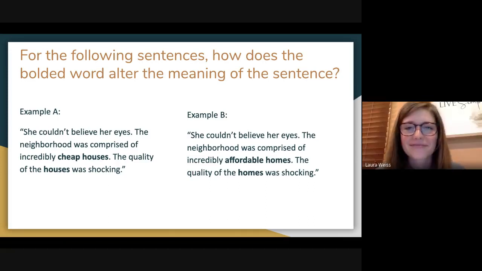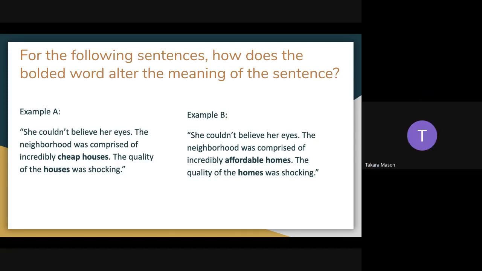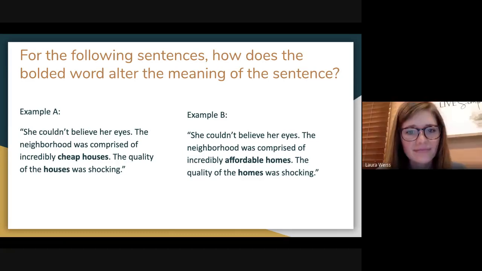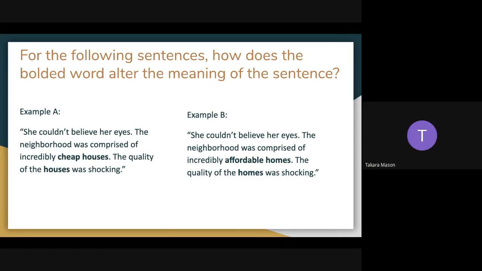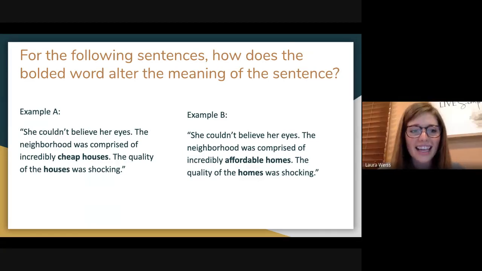It goes from being something that's looked down upon, like cheap is looked down upon, to something like affordable, which is something that's smart, or you're making a good move, rather than being cheap. It's like you're just cheap, I guess. Yeah, excellent, TK. Absolutely.